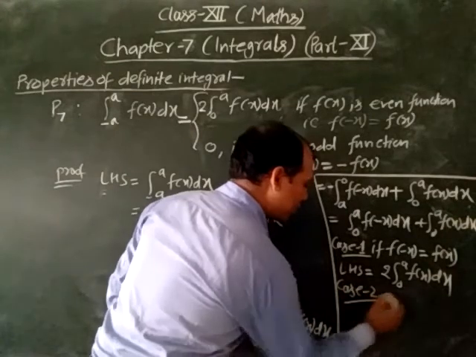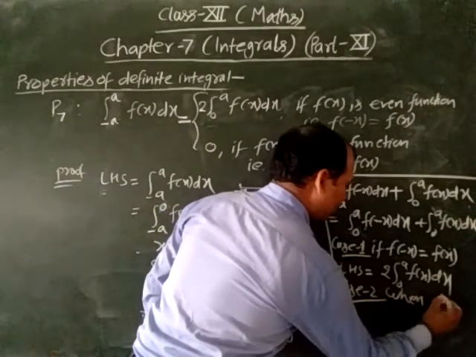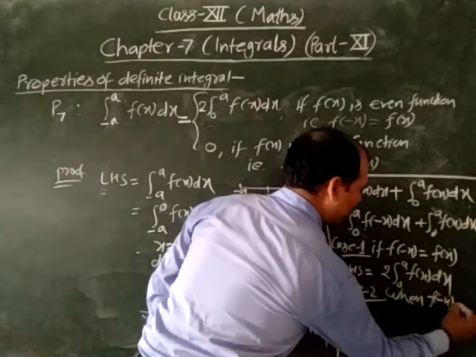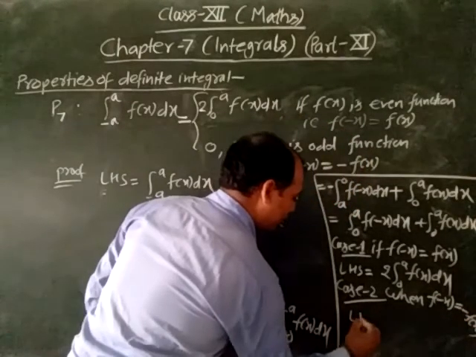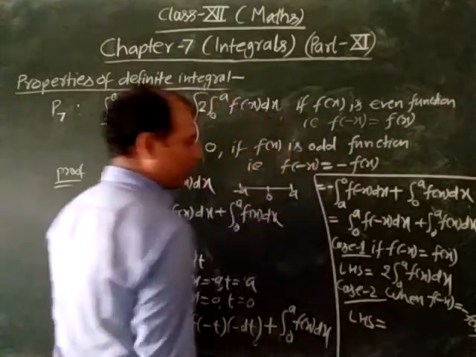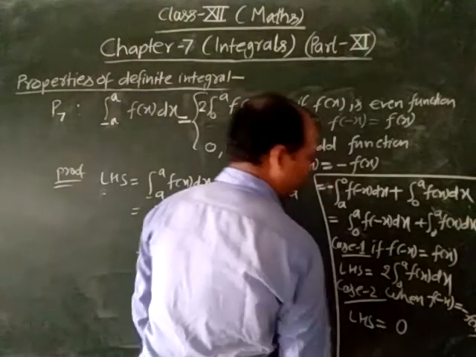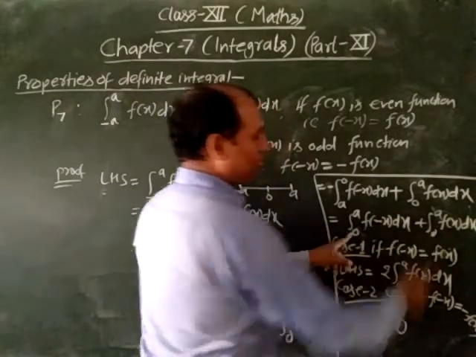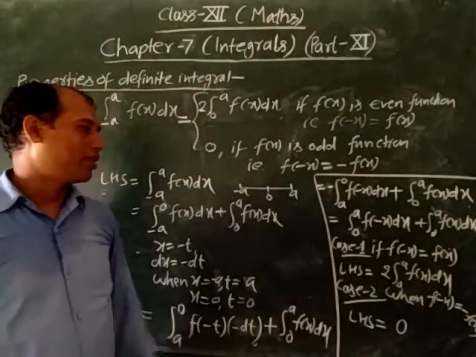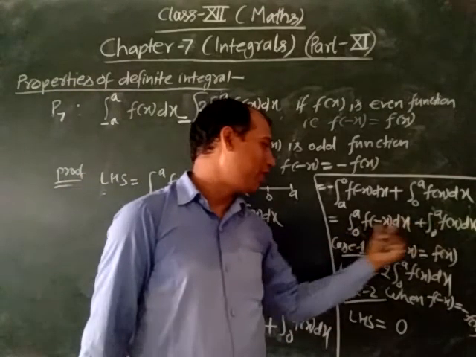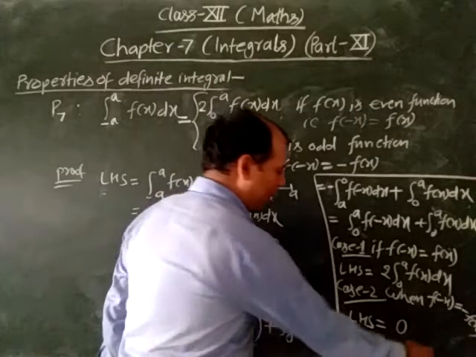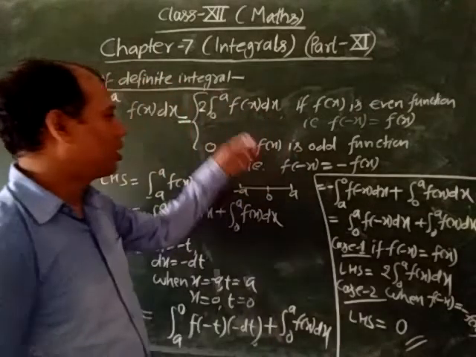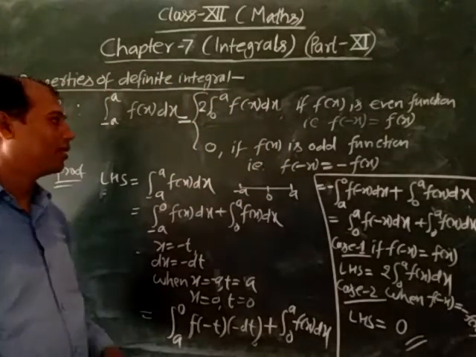In the second case, when f(minus x) equals minus f(x), then the value of LHS becomes 0, because these two integrals have the same numerical value, but both are opposite in sign. So both of these integrals cancel out and we get 0. This is the proof of this property.